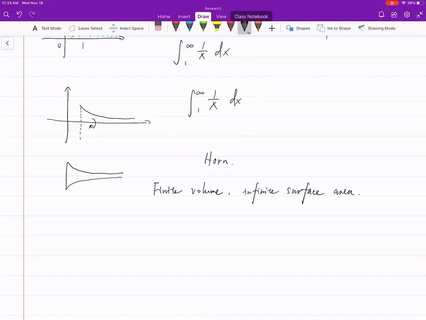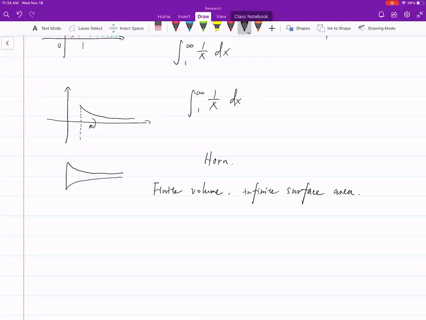Okay. That means if you take beers and try to pour them into the horn, because if you just flip the horn 90 degrees, you get a cup, right? A cup that continues forever. You start to pour beers into it, you only need a finite amount of beer, actually less than 4 liters. You can fill the whole horn up. Sounds good?